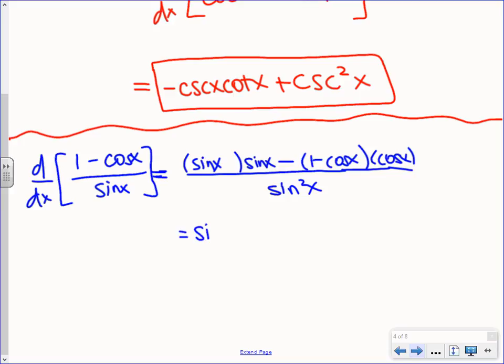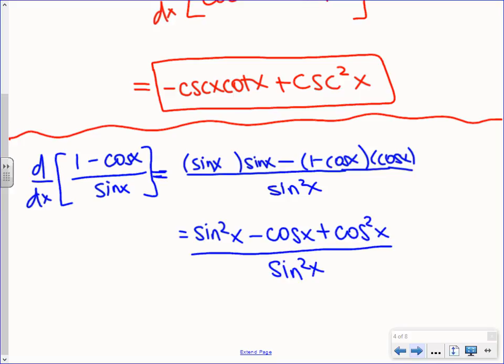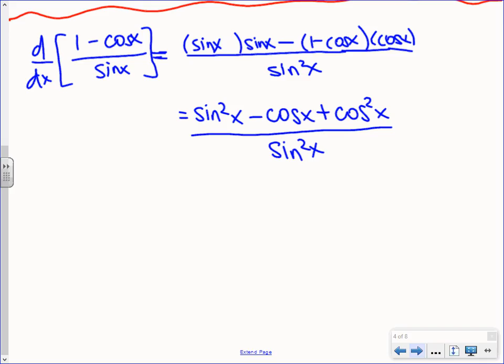What we have is sine squared minus, if we distribute this through cosine, plus cosine squared over sine squared. Do you agree with my distribution? Okay. What can we do in our numerator? Anything? I wouldn't do that quite yet. There's one thing we need to look at. Sine squared plus cosine squared is 1.